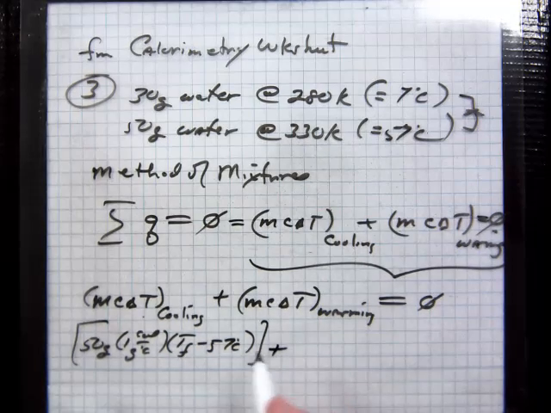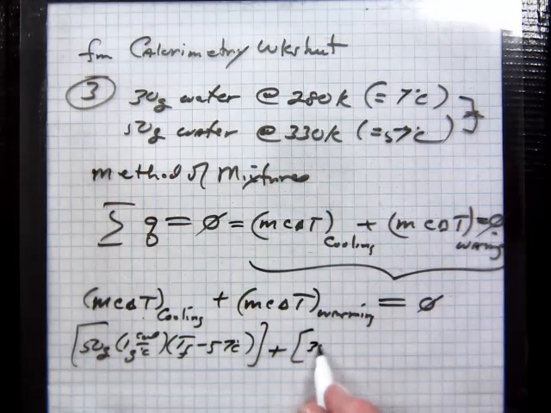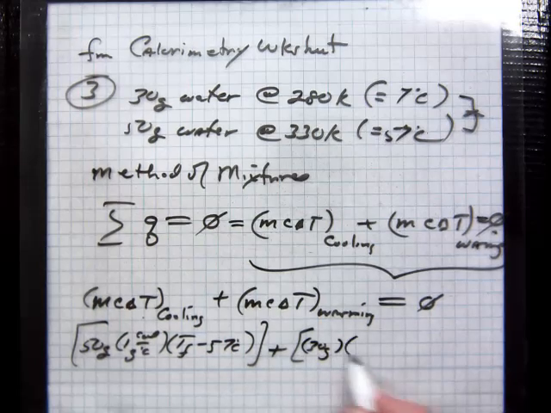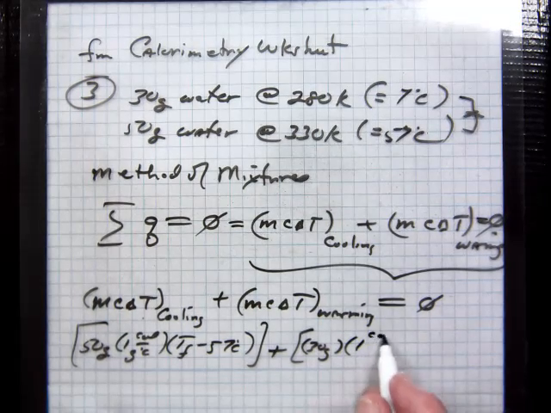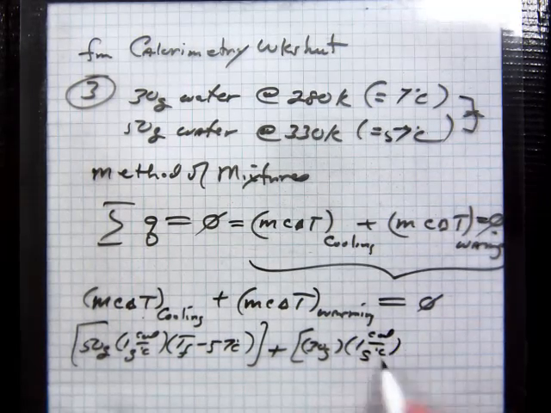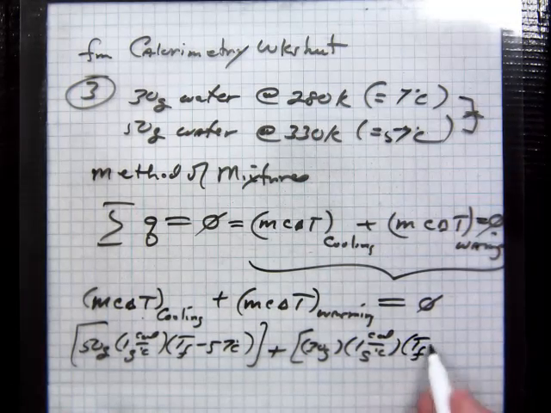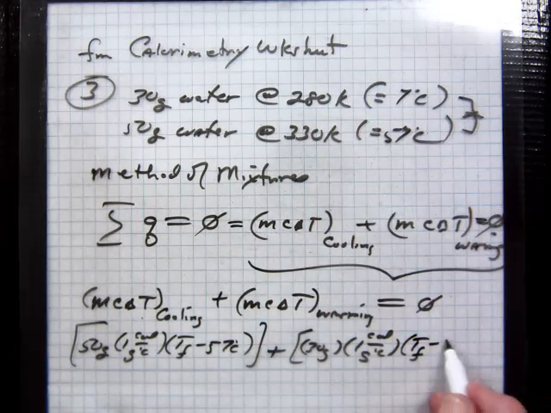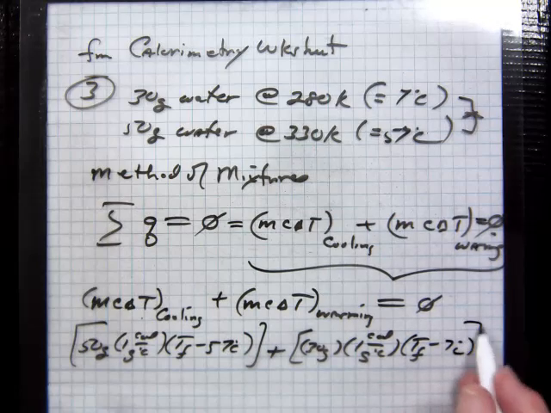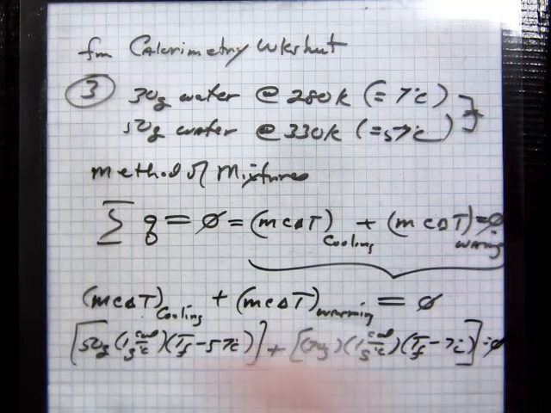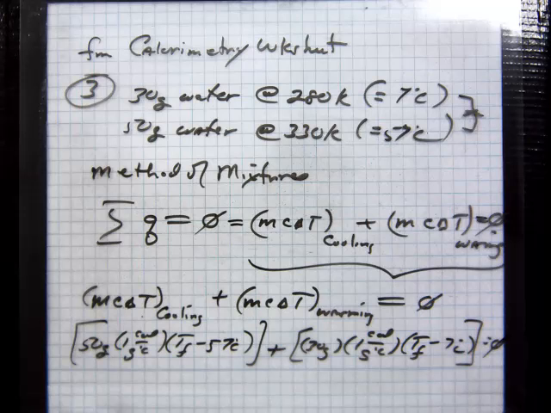Plus the mass of warming, so that's this 30 grams of water, 1 calorie per gram degree C. That's all given, the constant. And again, it's T final minus initial. We start at 7 degrees. All that's going to equal 0. And you combine terms and solve for the unknown.